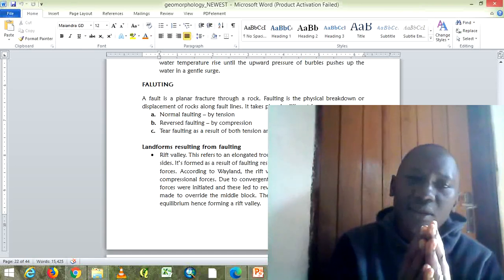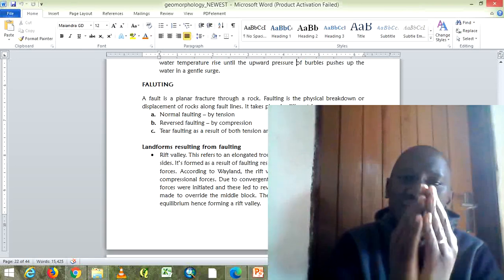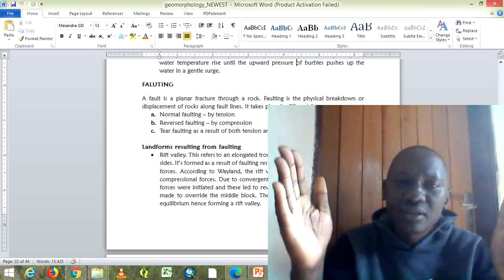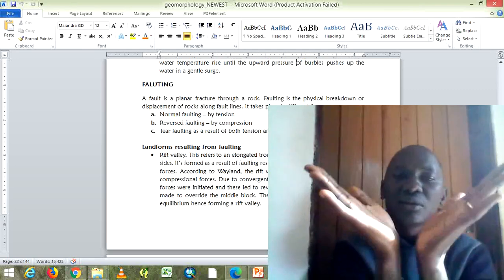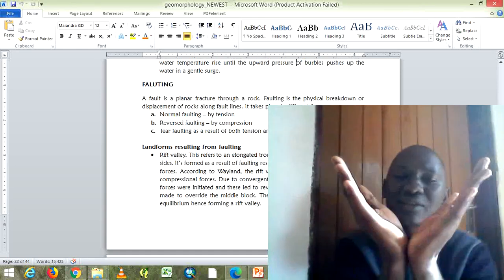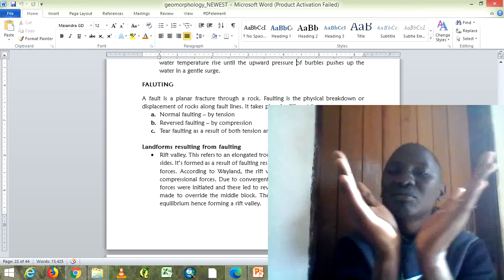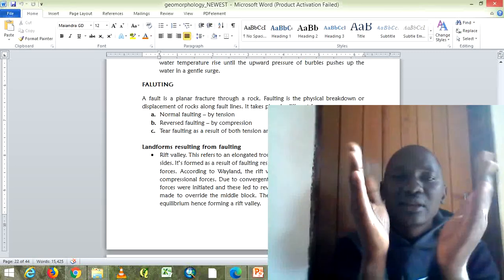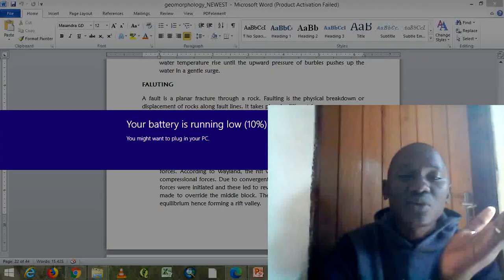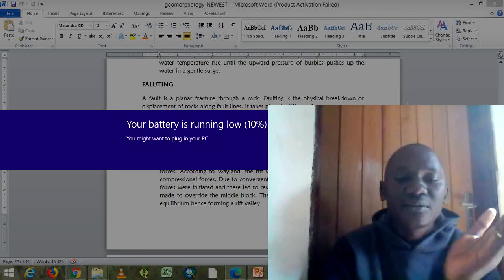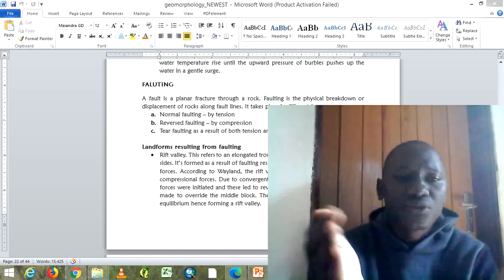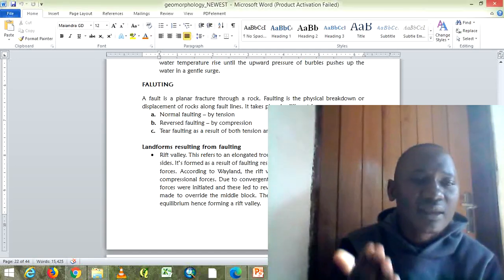On the other hand, continued tension, pulling apart, leads to the fracturing of the crust blocks, or the crust, bringing about what we call normal faults. And continued tension, pulling apart, ensures that the side blocks move away, leaving the central block alone. The central block sinks to maintain equilibrium, leaving behind a depression, which we refer to as a Rift Valley. That is faulting creating landforms.